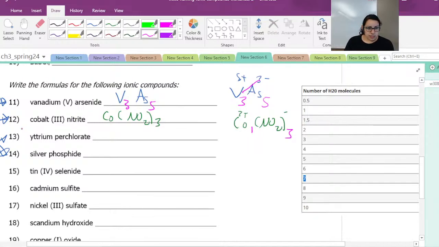What about number 13? How would you write your formula? So Y, what? I think it's just Y for yttrium, and then you said ClO4. And then do we need a certain amount of perchlorates? So this one was kind of weird.